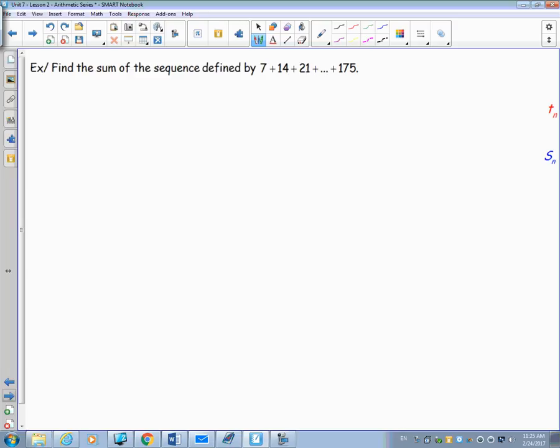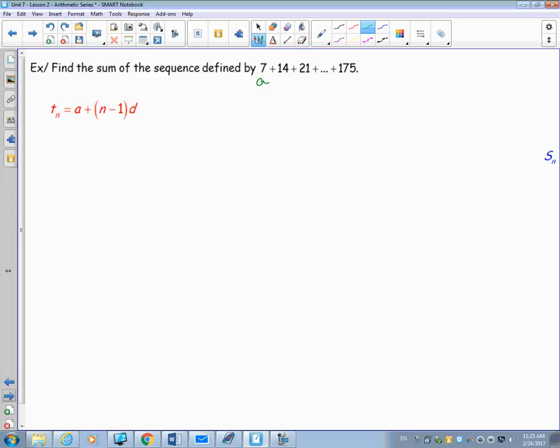Find the sum of the sequence defined by 7 plus 14 plus 21 plus dot dot dot plus 175. So this question is different from the previous question in that we're not told how many terms we have. We've got to figure that out first. So whenever we want to figure out how many terms we have in a sequence, we have to go back to yesterday's idea to figure out the terms.